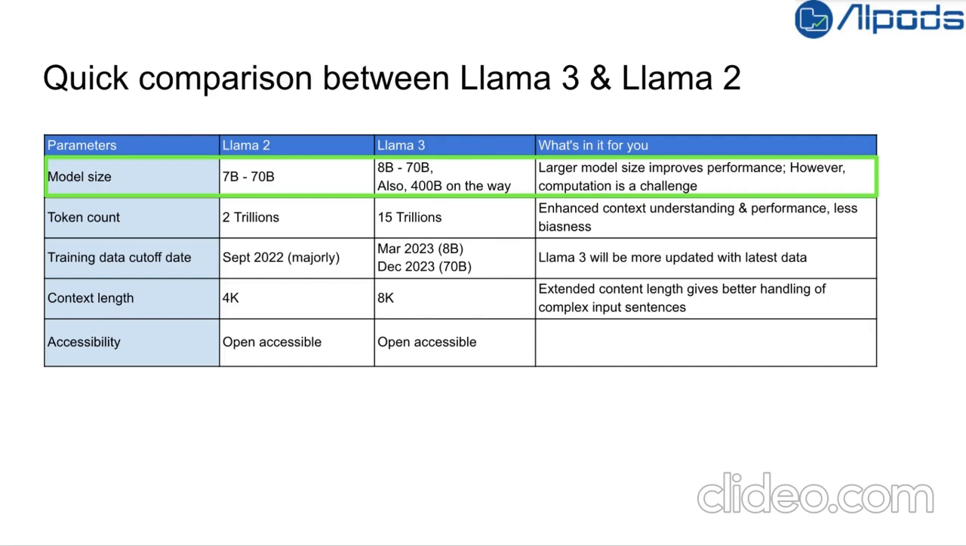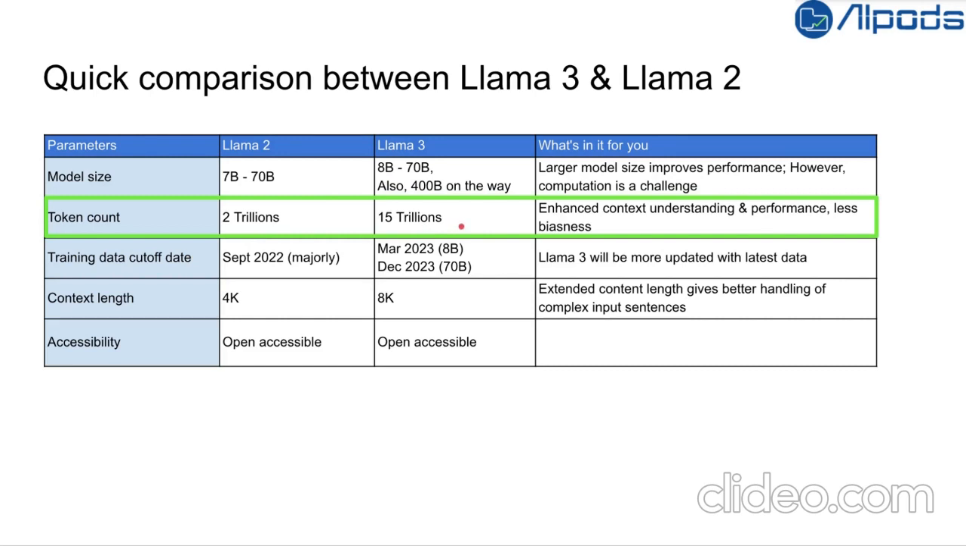What does this mean? What is its significance? Well, a larger model size means better performance. However, it also brings challenges in terms of computation, and that is something to look into. But for now, this is the difference. Now, coming to token count. Of course, Llama 3 has been upgraded much in comparison to Llama 2.